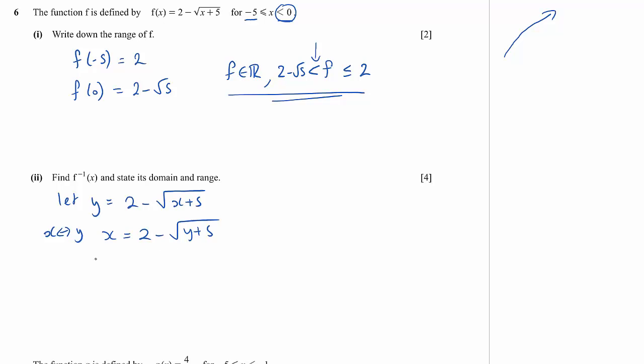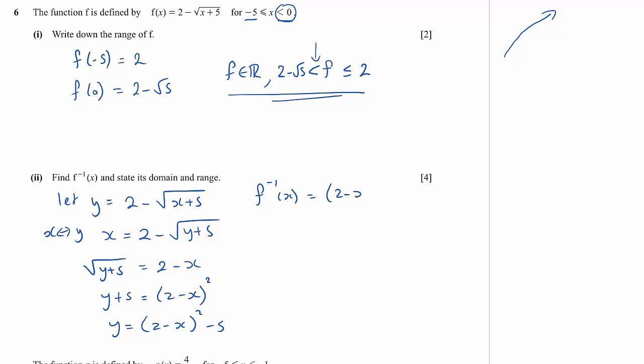So just doing a bit of rearranging, the square root of y plus 5, so I brought that over this side, will be 2 take away x. So y plus 5 is 2 minus x all squared. So y is going to be 2 minus x all squared take away 5. So we can say the inverse function is 2 minus x squared take away 5.